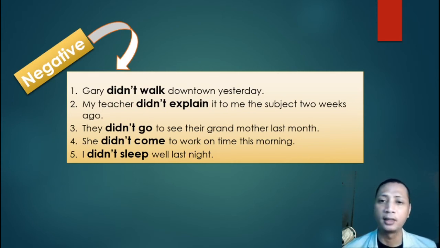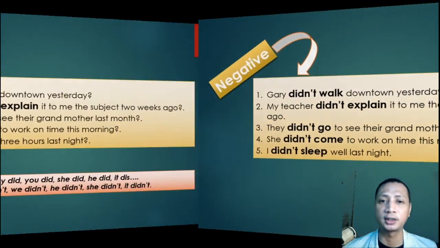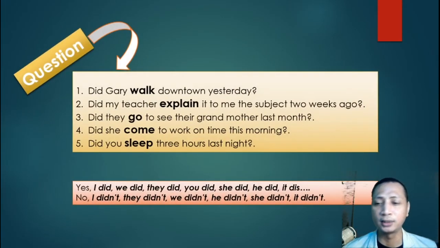All right, we go to questions. For questions, we put did as the first word in the sentence. Take a look. Number 1, did Gary walk downtown yesterday? Number 2, did my teacher explain the subject to me 2 weeks ago? Number 3, did they go to see their grandmother last month? Number 4, did she come to work on time this morning? And number 5, did you sleep 3 hours last night? So that is the way of making questions.